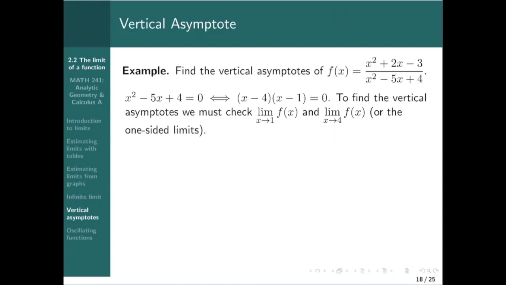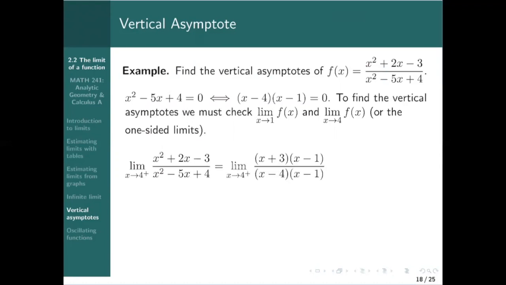Let's begin with the limit of f of x as x goes to 4 from the right. So we can also factor the numerator, and this is going to give us x plus 3 times x minus 1 over x minus 4 times x minus 1.